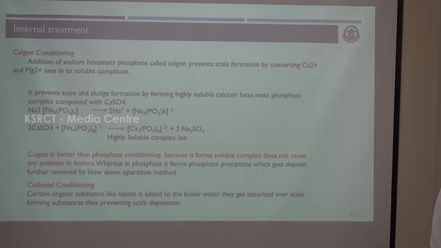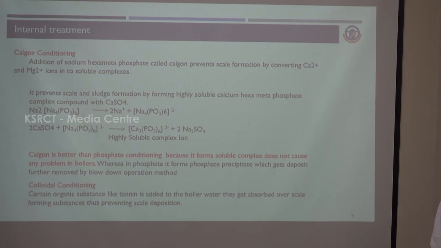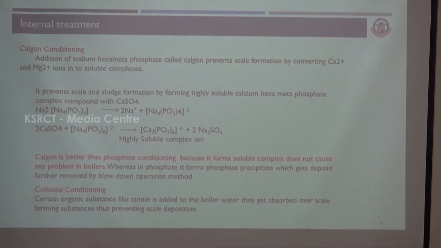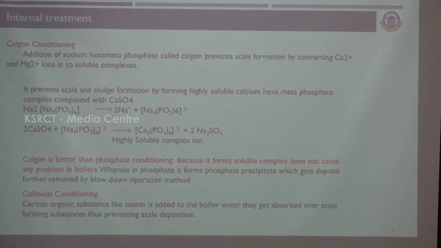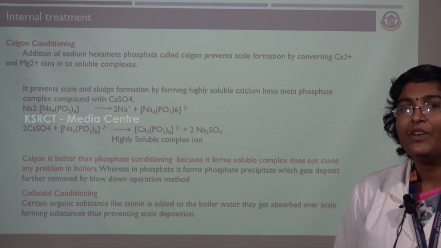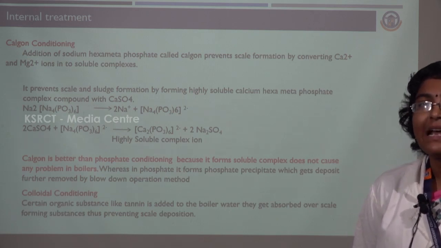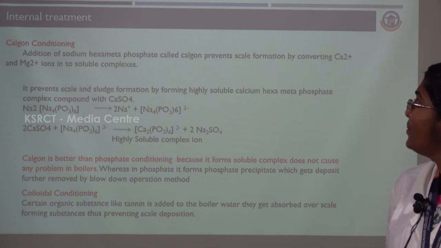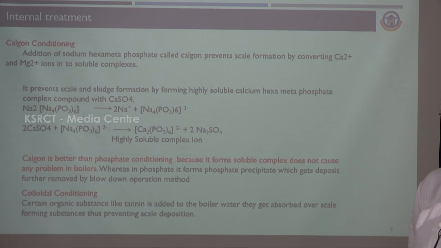Next, another internal treatment is Calgon. Calgon is nothing but sodium hexametaphosphate. The commercial name is Calgon. The chemical name is sodium hexametaphosphate. Compared to carbonate and phosphate, Calgon is a more advantageous method because it forms a soluble complex with the hardness producing substance. In the earlier methods, we get a precipitate that can be removed by some method. But in Calgon conditioning, we do not get any precipitate because Calgon forms a soluble metal complex with the hardness producing substance. The chemical reaction taking place in this method is depicted here, and it is a better method compared to phosphate and carbonate.